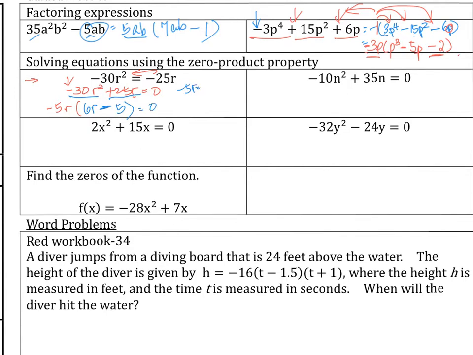And now we can solve. Negative 5r equal to 0, r will equal 0. And your other one, 6r minus 5 equal to 0, r will equal 5 over 6. So these would be your answers.